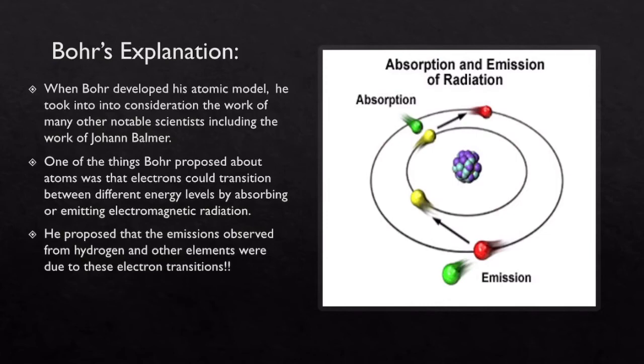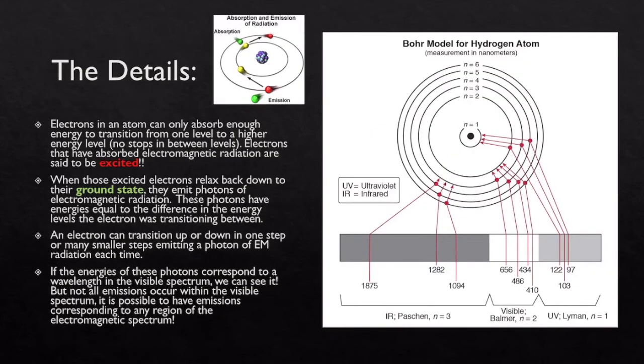And he proposed that the emissions that were being observed from these different elements and from hydrogen were due to these electron transitions, and the fact that they were absorbing photons and spitting photons back out. And so here are some more details about what Bohr said.